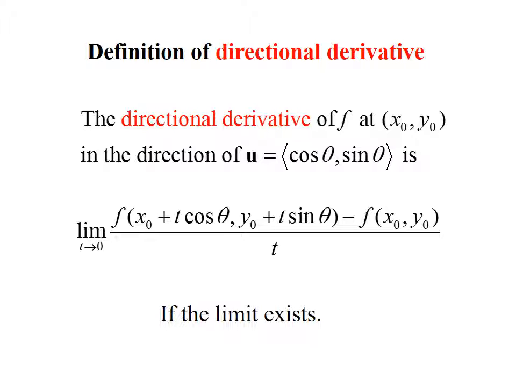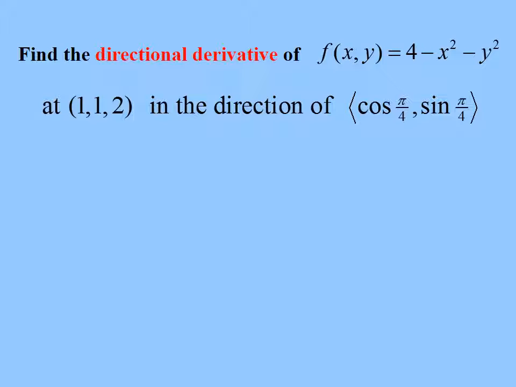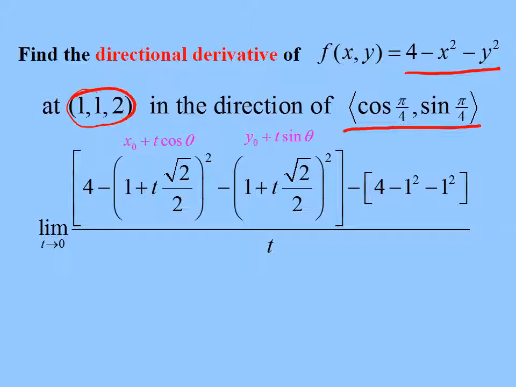Just like in Calculus 1, however, we won't be using that definition very often, but I will illustrate it for you. So here's a function that is given by f of x, y equals 4 minus x squared minus y squared. We want to take a look at the derivative in the direction cosine pi over 4, sine pi over 4, which would be angle of pi over 4, at the point 1, 1, 2. So from the definition, this is what we would have.